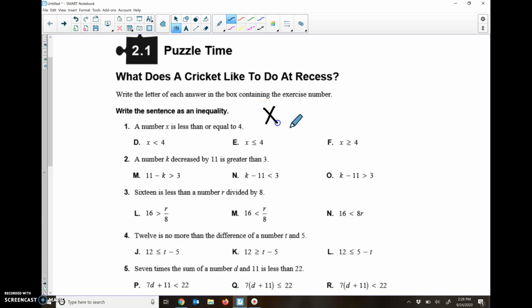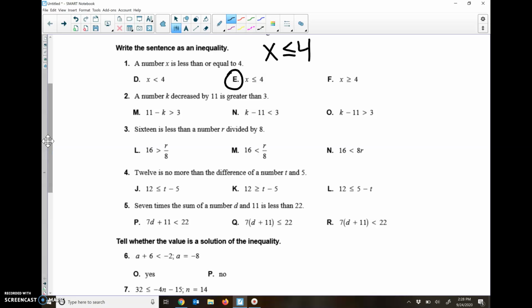A number x is less than or equal to 4. And it looks like that matches up with letter E. A number k is decreased by 11. So that means we have the number k, and then it is decreased by 11, and then that is greater than 3, which looks like letter O.